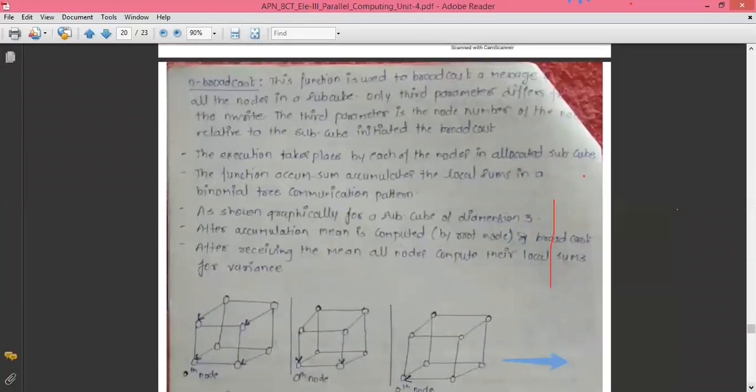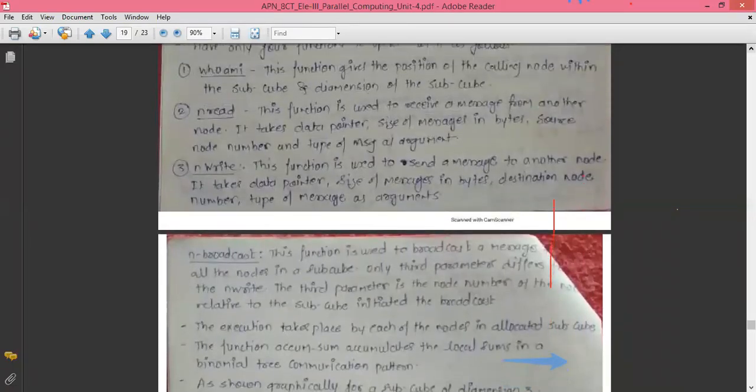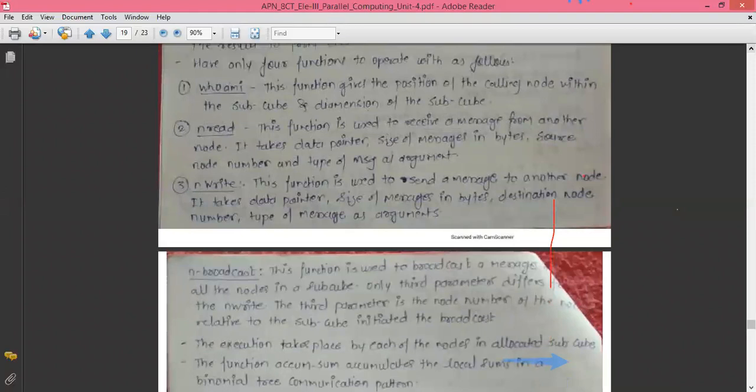Okay, so nread means it is the function that is being executed by the node when a single node is receiving the message from all the other set of nodes. Getting the point? So nread is the function or method which is to be executed by that particular node who is receiving the messages.